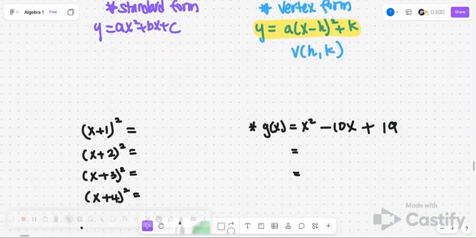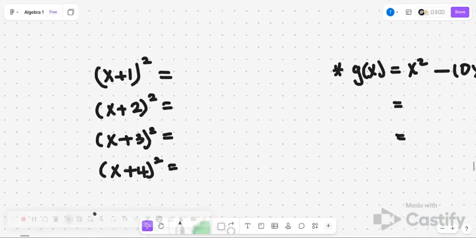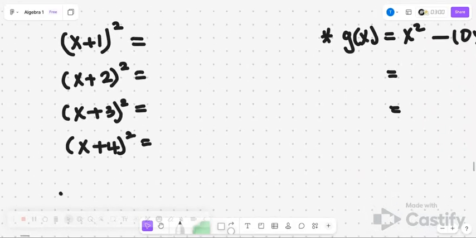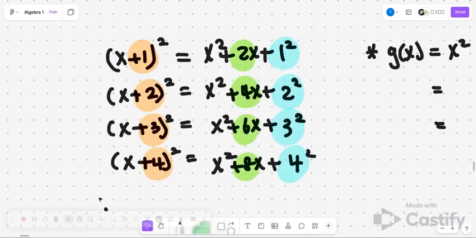So now we're going to use the FOIL strategy, FOIL method to find the product of these. And let's see the relationship between the numbers. So pause the video and I need you to find the product. Here is the product of each squared form.